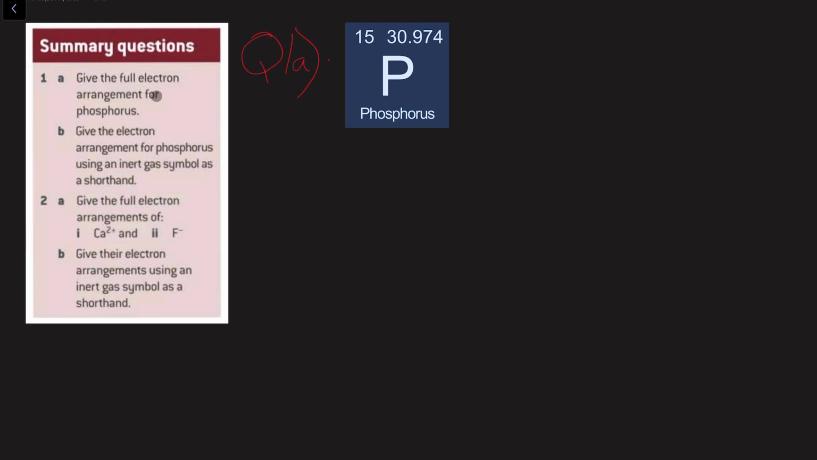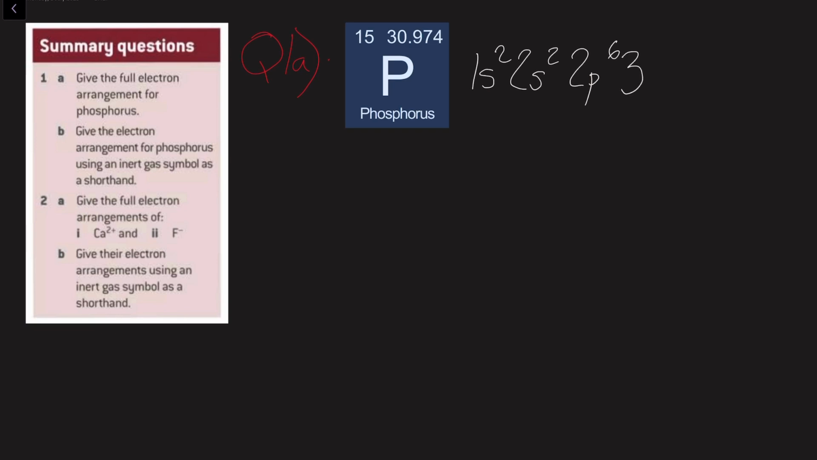So the question wants us to give the full electron arrangement for phosphorus, given the fact that it has 15 electrons. So we start by filling the first sublevel, which is the 1s. We put 2 electrons in the 1s sublevel. Next comes the 2s sublevel, and we put 2 electrons in that. Next comes the 2p sublevel, and 6 electrons go in the 2p sublevel, since we have enough, there's 15 electrons.